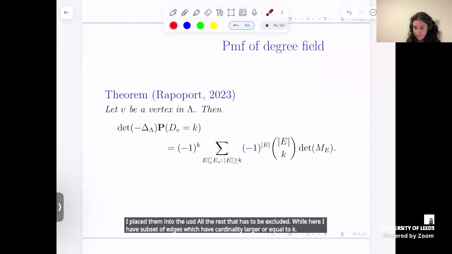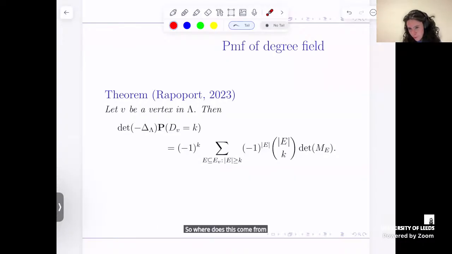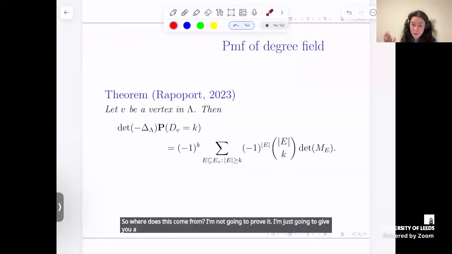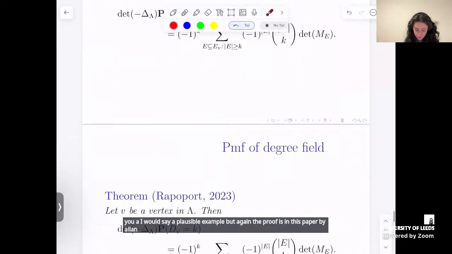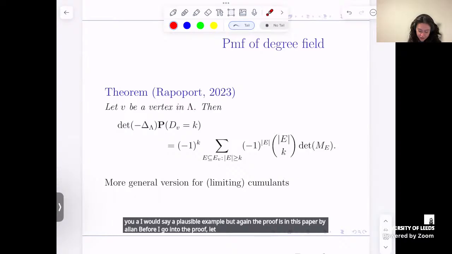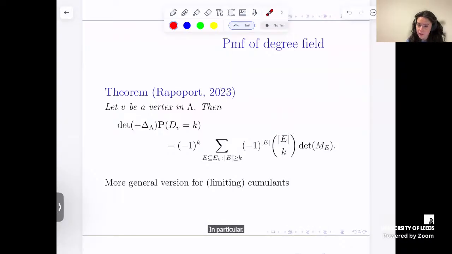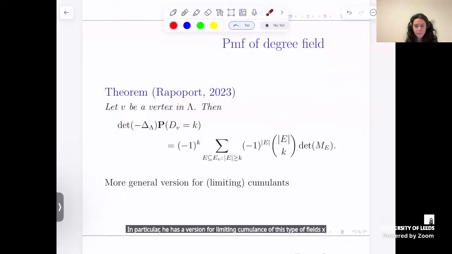So where does this come from? I'm not going to prove it, I'm just going to give you a plausible example, but again, the proof is in this paper by Alan. Before I go into the proof, let me just say that this is a limited version, in the sense that Alan was able to obtain a bit more in his work. In particular, he has a version for limiting cumulants of this type of fields, x_k v times y.